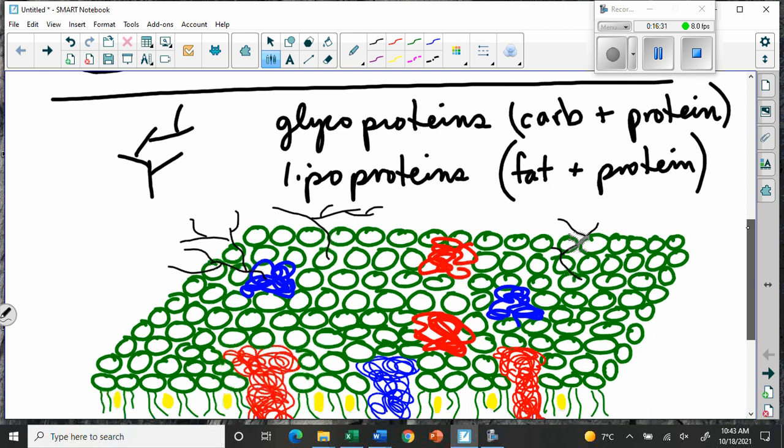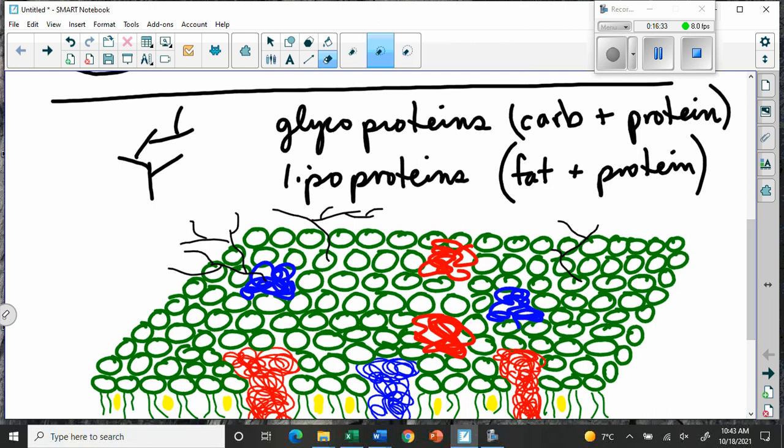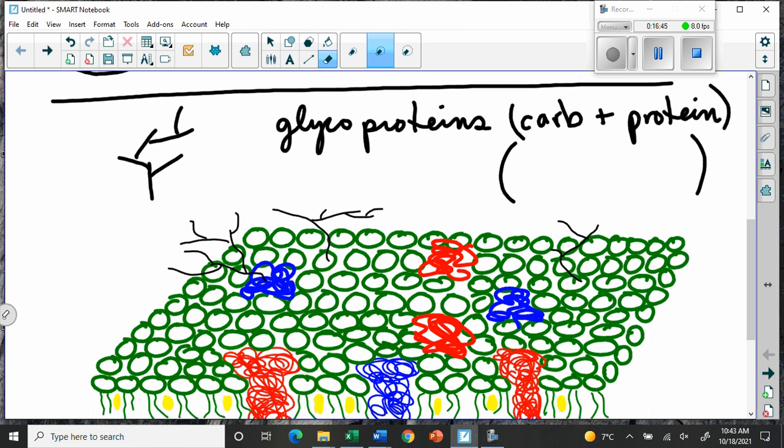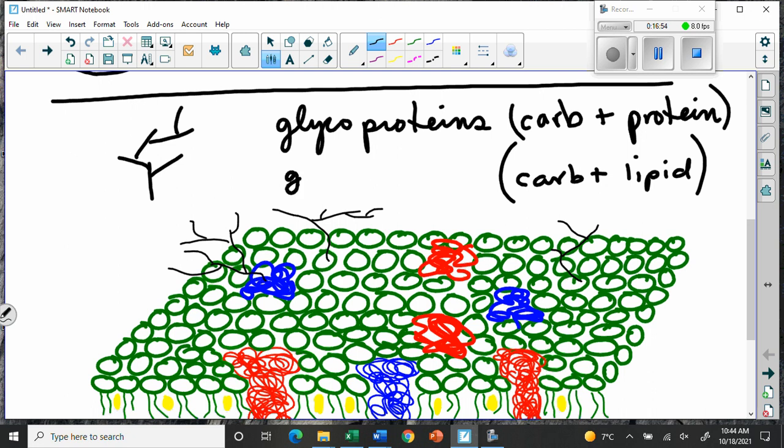Glycoproteins. I'm sorry, I have to make a correction. I hate that. This is not a lipoprotein. It's not a fat and a protein. It's a fat and a carb. So let me change that. I'm sorry I made that mistake. When you're doing it live, carb plus protein, carb plus lipid. And what I should have written was a glycolipid. Glycolipid. That's the combination we want. My mistake. So these are little carbohydrate chains.